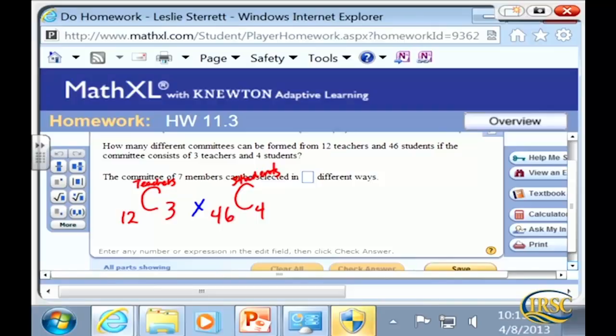Okay, this problem is going to appear in many different ways. It could be teachers and students, it could be Democrats and Republicans, it could be parents and children. So the main thing you want to pay attention to is, do you see 2 separate groups that need to be chosen from? And therefore, if you do, then you're going to use this process right here.